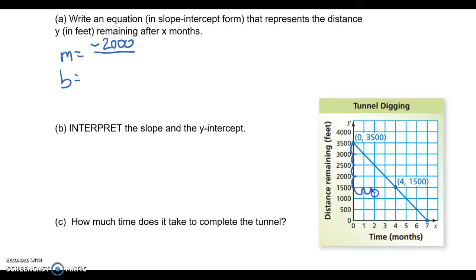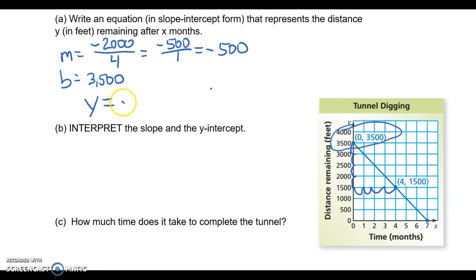And then our run, 1, 2, 3, 4. Check your intervals down here. It really is just 4. We can reduce that to -500 over 1, or you could just write -500. The b, or the y-intercept, is right here. So that is 3,500. So our equation in slope-intercept form is -500x plus 3,500. Y equals mx plus b.